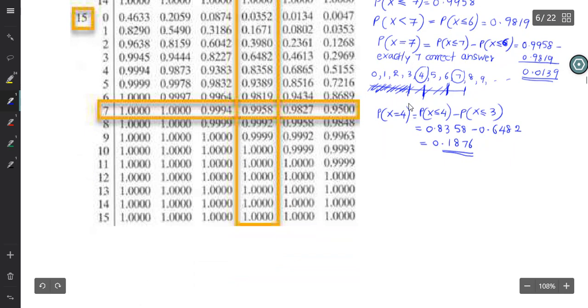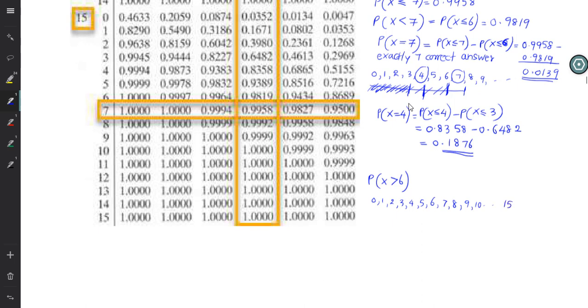Okay. What about if you want to find the probability that this student will get more than 6 answers correct? More than 6 correct answers, so x greater than 6. What does that mean? Here are the possible values up to 15. Greater than 6 means 7 or more, right? You don't see the equal sign, so it is 7 or more. How do you read this from the table?